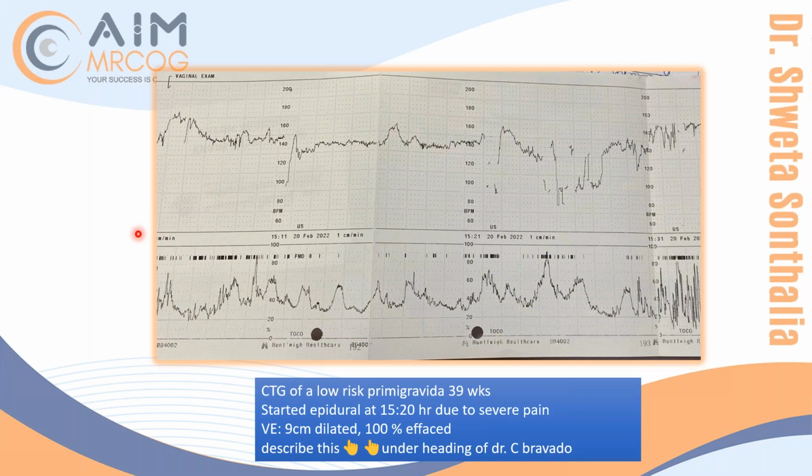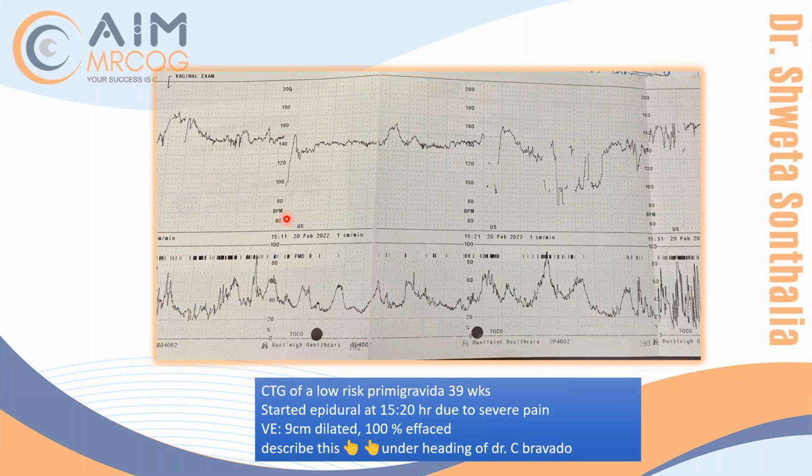Yes, very good. The baseline heart rate is around 140. Then the contractions: 1, 2, 3, 4, 5. Initially 5, yeah, 5 to 6 contractions in 10 minutes. And then, maybe because of hypotension after starting epidural, there is a prolonged deceleration after 15:21. Yes, very good. And there were accelerations initially. Very good. No more decelerations are present, only the one which is related to maybe hypotension. Yes. Very good.